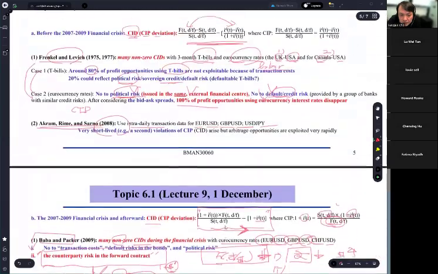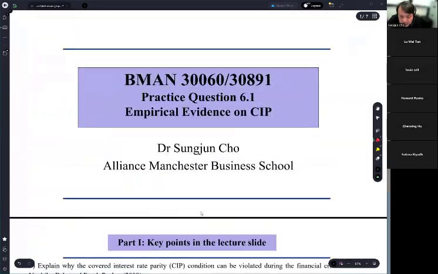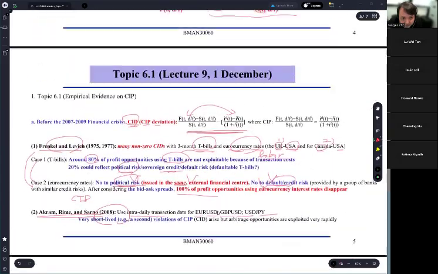Okay, so this is the summary of the empirical evidence on CIP. Given that summary, let's talk about practice questions involving this empirical evidence on CIP. First one: explain why the covered interest rate parity condition can be violated during the financial crisis based on Baba and Packer. Basically, you have to summarize the appendix and pages 13 to 23 of the topic 6.1 slides. That's what I already explained here, right?